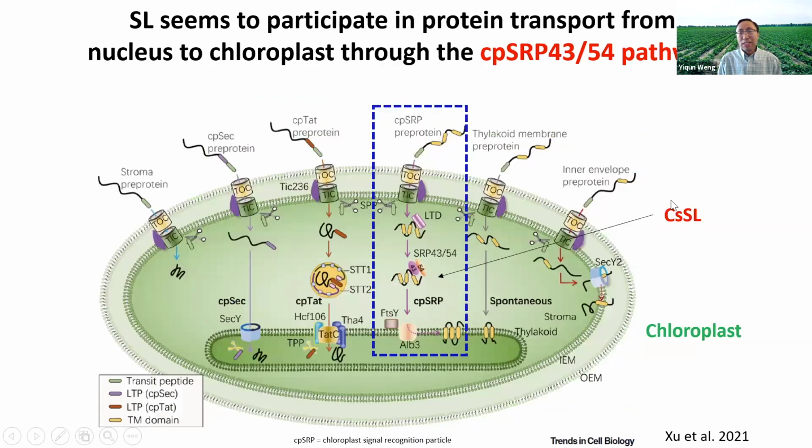So this may suggest that this gene may function in chloroplast biogenesis, because it's located in the chloroplast. More specifically, in protein transport from the nucleus to the chloroplast. There are multiple pathways we know of, in particular the cpSRP43/54 pathway.